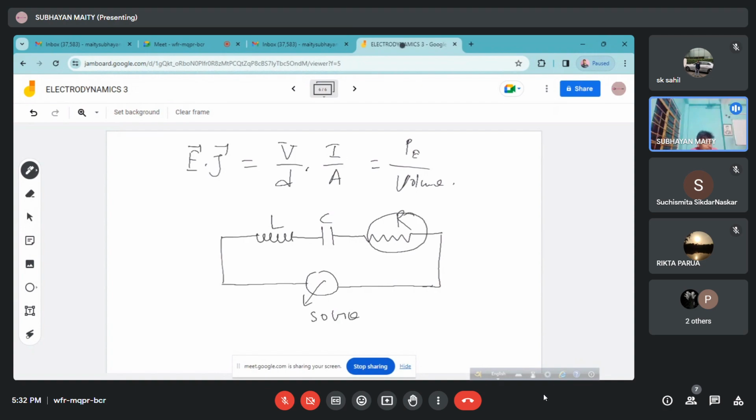So R is such a device through which electromagnetic energy can be converted into other forms of energy, or other forms of energy can be converted into electromagnetic energy and will be stored within LC.